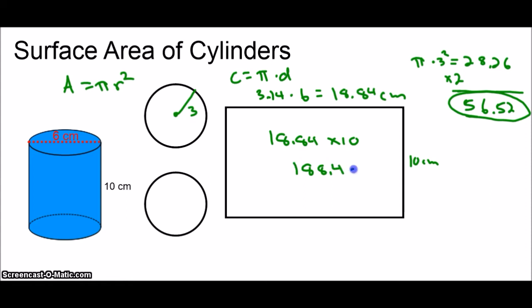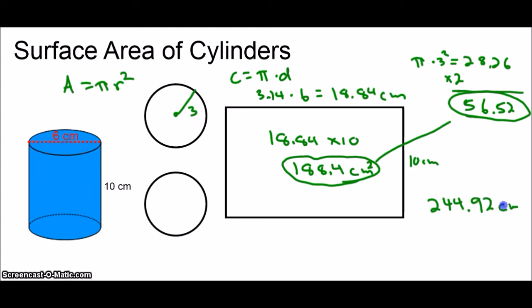188.4 square centimeters. So now we have the area of the rectangle, which makes the outside casing of the cylinder, and we have the area of the top and bottom circle. So we simply add these two areas together to get our total area of approximately 244.92 square centimeters.